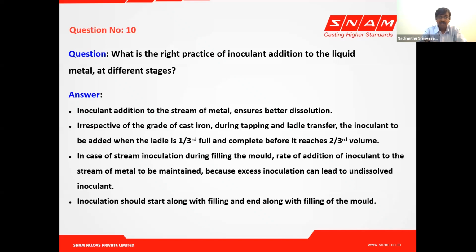And in stream inoculation, the rate of addition is to be maintained because excess inoculation can lead to undissolved inoculant. That is why, with the size and the addition rate, you will see that it never exceeds 0.15 and very rarely goes to 0.2%. Whereas when you do a ladle addition, it is 0.25 to even sometimes 0.3 to compensate for both your fading and the higher temperature at which you tap, and the pouring line, the last box pouring. Inoculation should start along with filling and end along with filling of the mold. Start and fill, like this is your late stream additions.